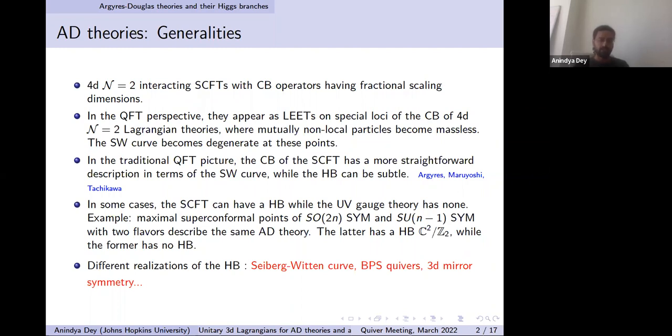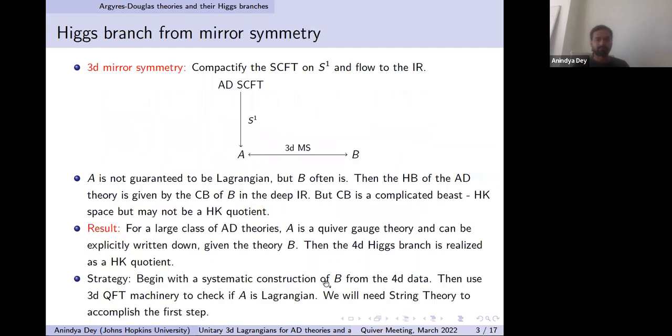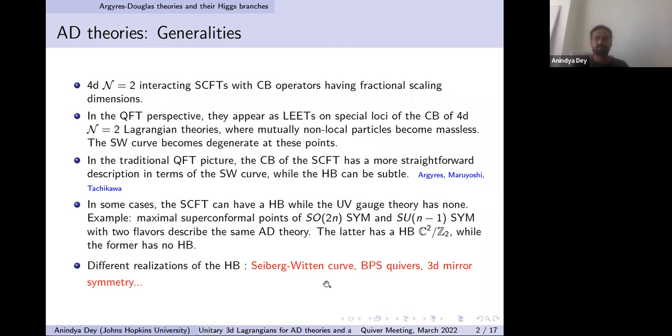So I won't talk about the Seiberg-Witten curve and the BPS quivers in this talk. I'll directly jump to the technology of 3D mirror symmetry and how it can help us understand the properties of the Higgs branch of Argyres-Douglas theory. All right. Any questions up to this point?